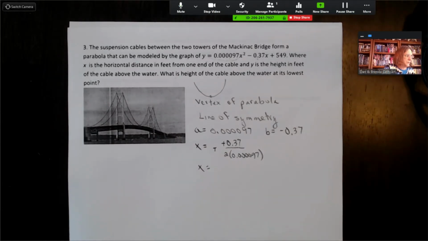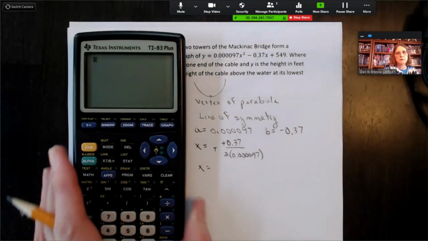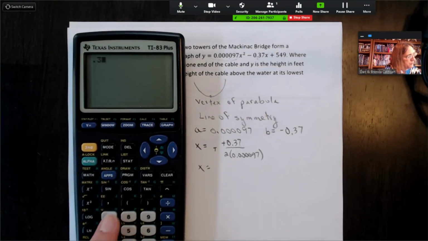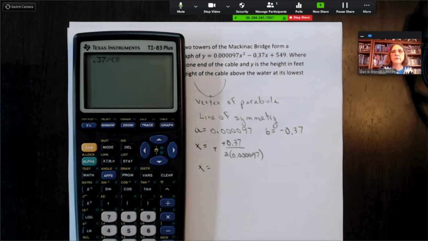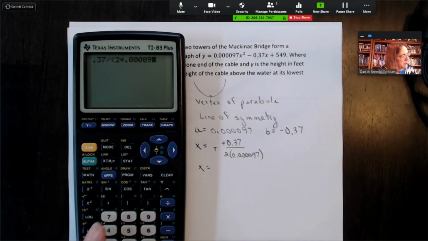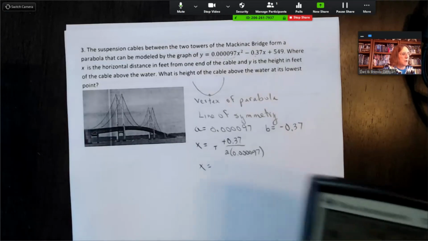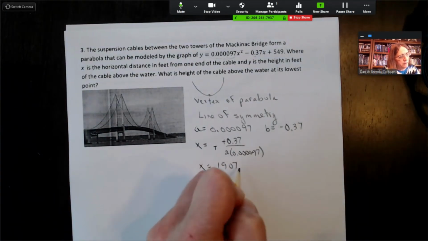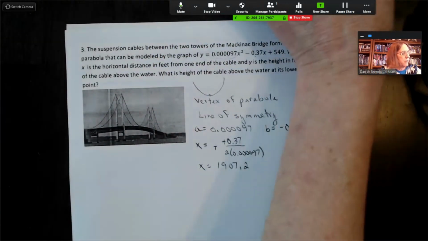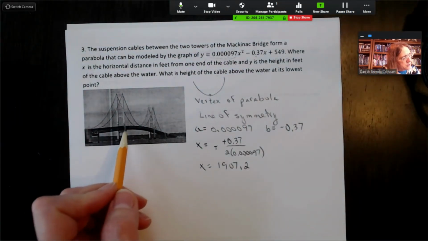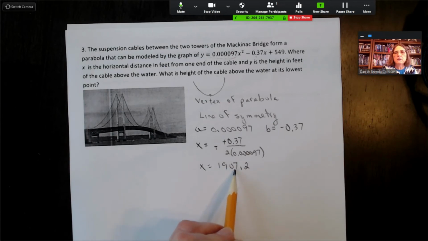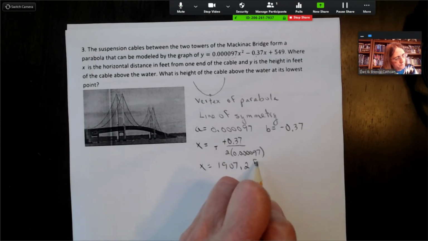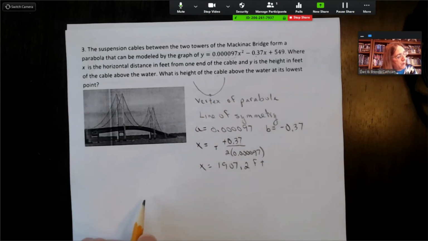Let's use our calculator to find that value. Then take 0.37 divided by the whole denominator. So in parentheses, I'm going to do 2 times 0.00097. And my line of symmetry is going to be x equals 1907.2. So as I move from one end of the bridge towards the other end, I'm going to go 1,907.2 feet.